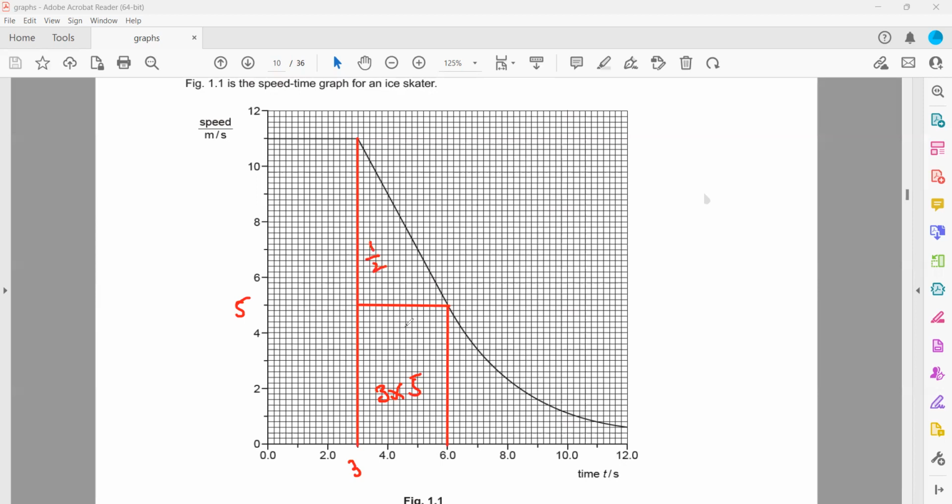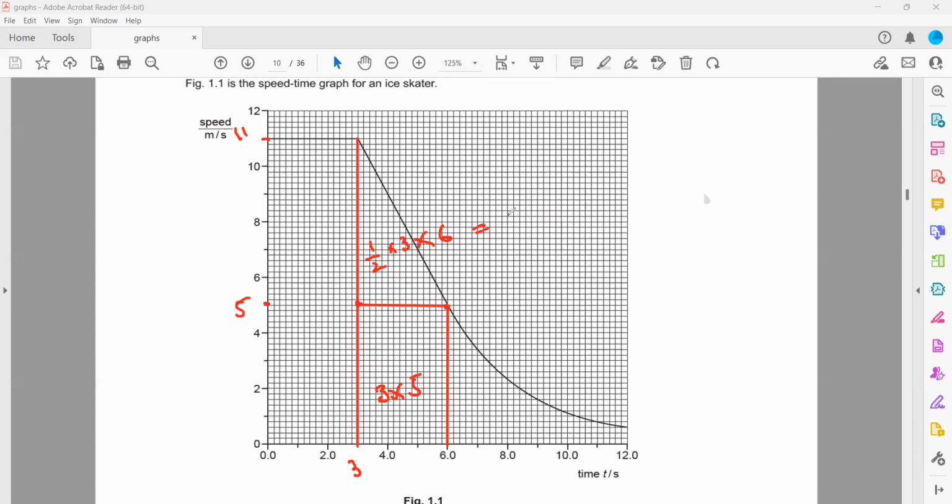The term deceleration means the decrease in speed in unit time. If you want to calculate the distance traveled, it is the area under the graph. So it will be half base into height for the triangle. So half, what about the base? It is starting from 3 and ending at 6. So base is equal to 3. And what about height? It is starting from 5 and ending at 11. So it is equal to 6.